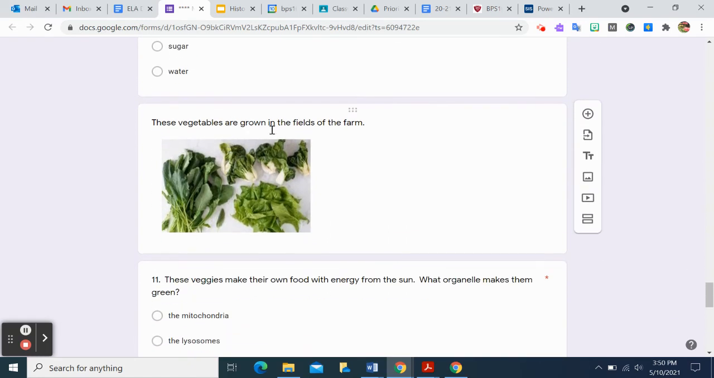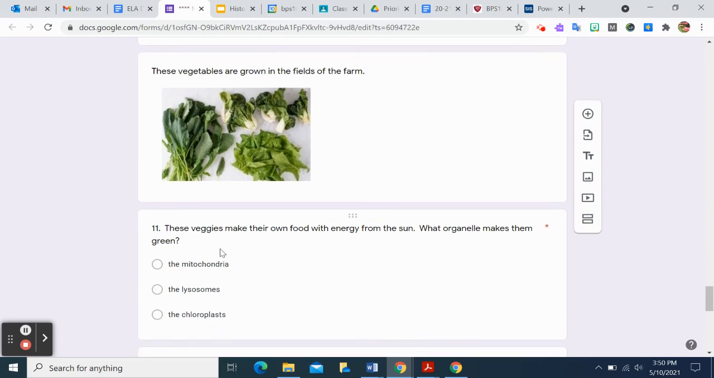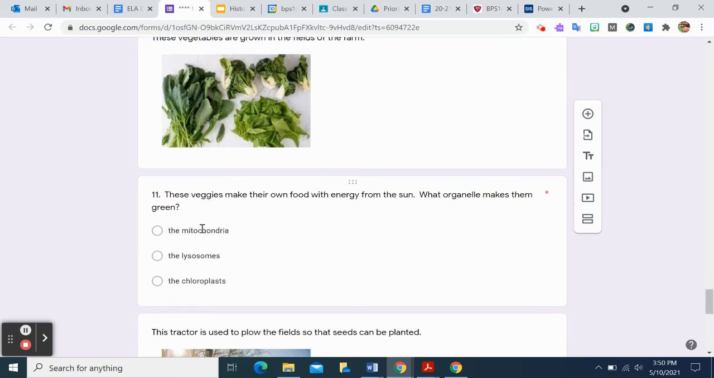These vegetables are grown in the fields of the farm. These veggies make their own food with energy from the sun. What organelle makes them green? Why are they green? What organelle can turn them green? Is it the mitochondria, the lysosomes, the chloroplasts?